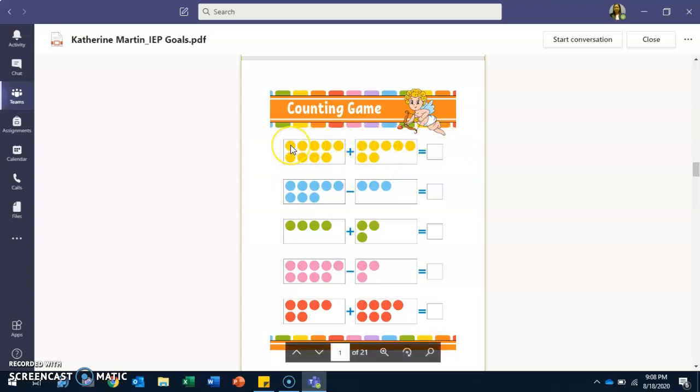Let's count. Get ready. 1, 2, 3, 4, 5, 6, 7, 8, 9, 10, 11, 12, 13, 14, 15, 16. So how many yellow dots do we have all together? 16. So your answer is 16. Do you know how to write the 16? Great job. It is a 1 and a 6.